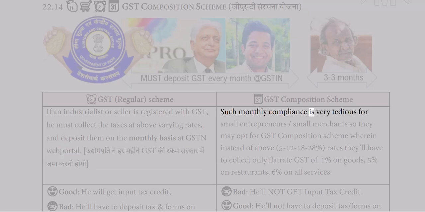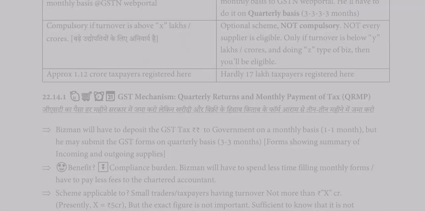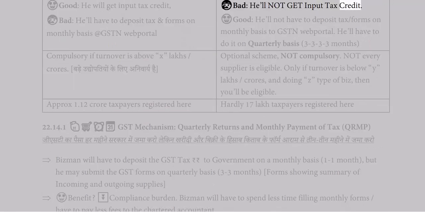Such monthly compliance is very tedious for small entrepreneurs and small merchants, so they may opt for the GST composition scheme, wherein instead of the above 5-12-18-28% rates they will have to collect only a flat rate GST of 1% on goods, 5% on restaurants, 6% on all services. Good, he will not have to deposit tax or forms on a monthly basis at the GST web portal. Bad, he will not get input tax credit.